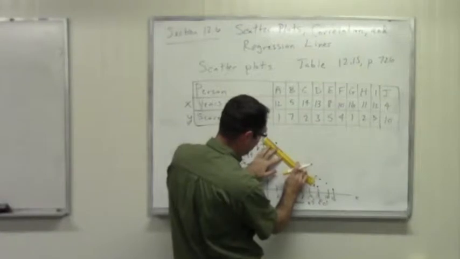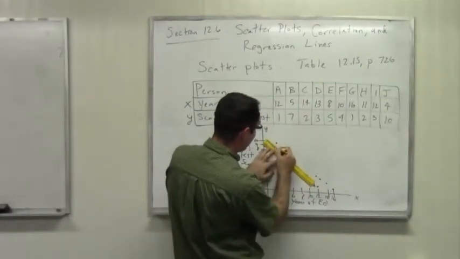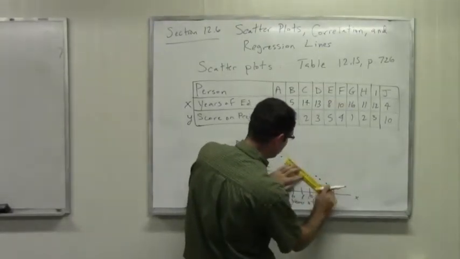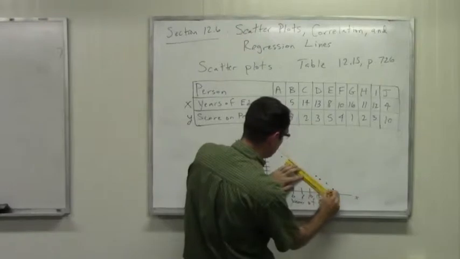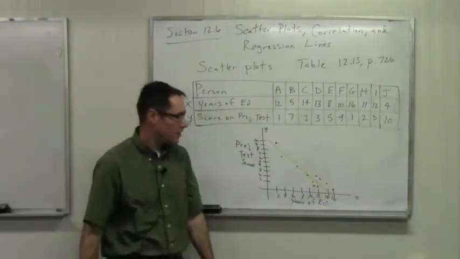My ruler's not quite long enough, but I would say it's going to be something along the lines of like this. Your little line doesn't actually have to hit any points. It just has to get as close as possible to as many of them as possible. Okay? Like that. Would that be pretty close? All right.